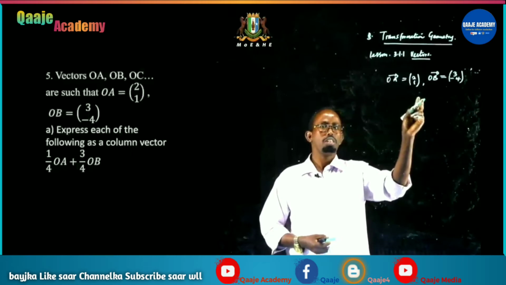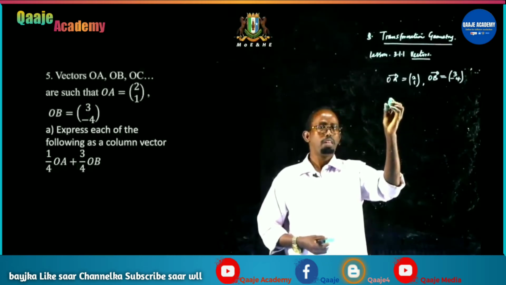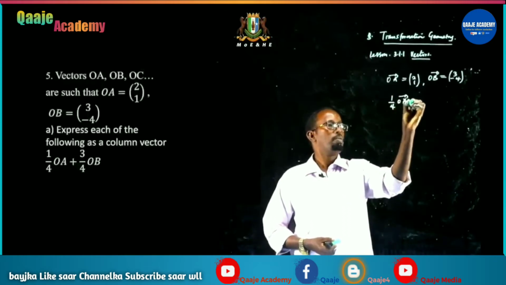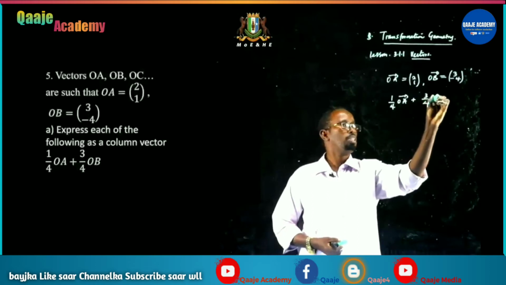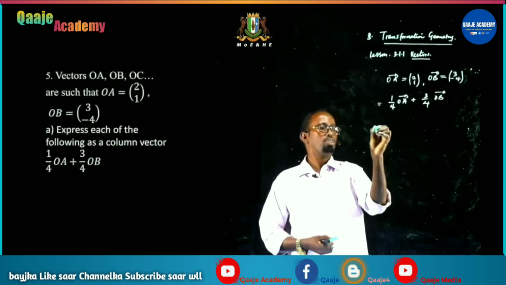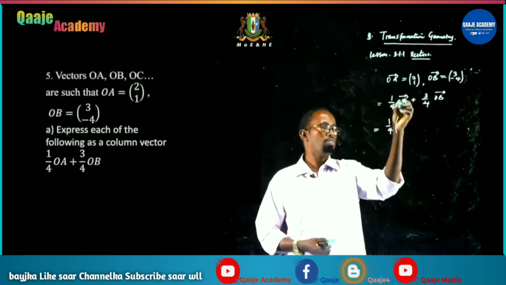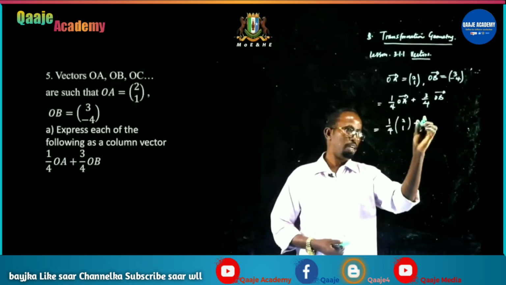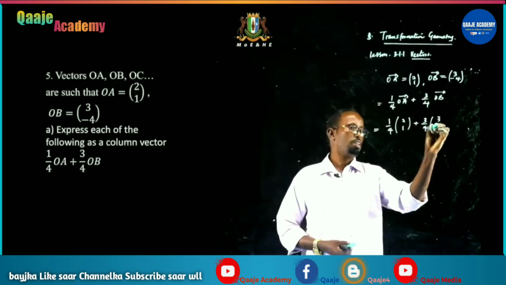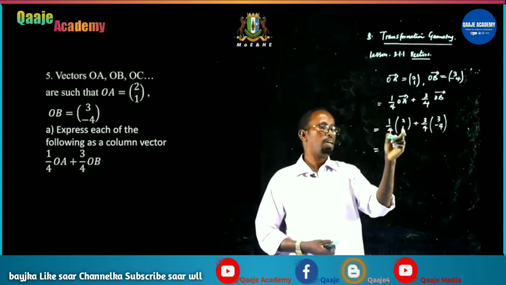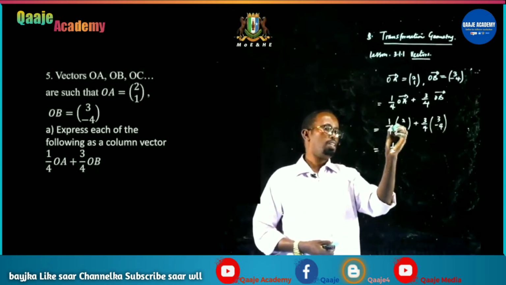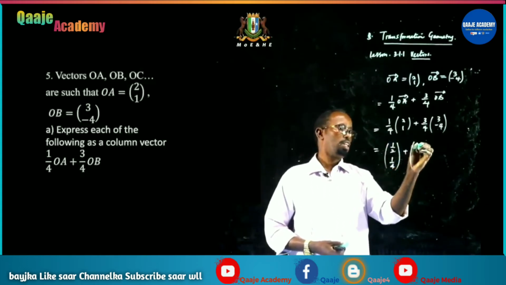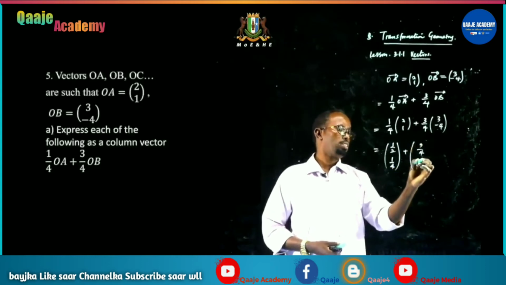The question now is, find the scalar multiplication of that, which will be 1 over 4 OA plus 3 over 4 OB. So 1 over 4 into bracket OA, you have 2, 1, plus 3 over 4 bracket OB, you have 3, negative 4. So you multiply this one, you get half, and then you also get 1 over 4 for that part. Therefore you get 9 over 4, and then minus 3.